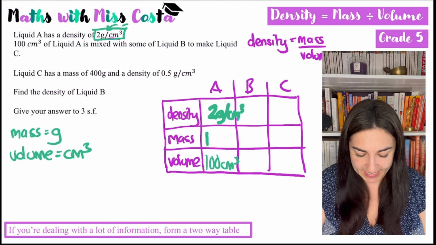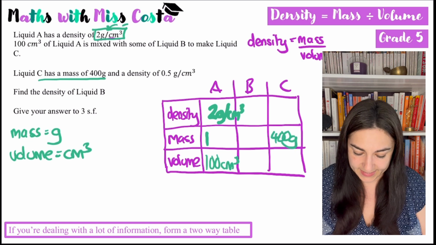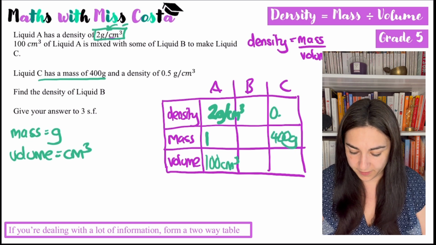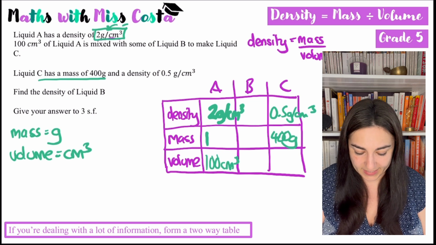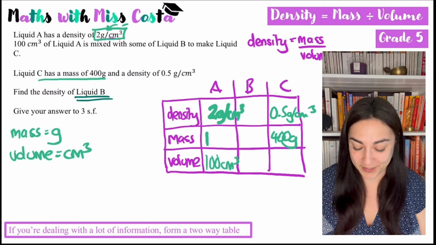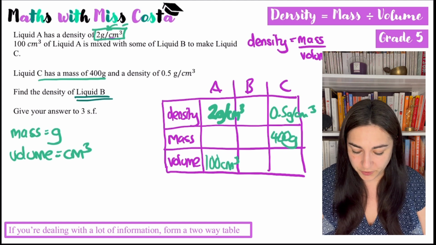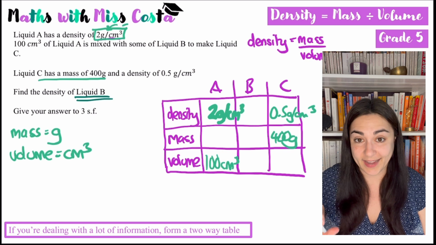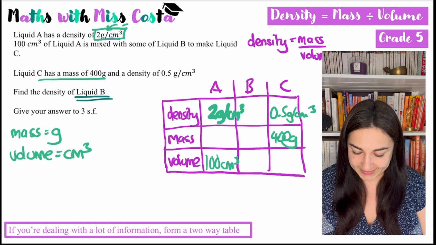Liquid C has a mass of 400 grams and a density of 0.5 grams per centimetre cubed. Find the density of liquid B. So this is quite an extensive question for non-calculator, but let's go for it. So what information do I know? Well, I know two pieces of information about liquid C and about liquid A, so I can start there. So for liquid C, I know its density and its mass.